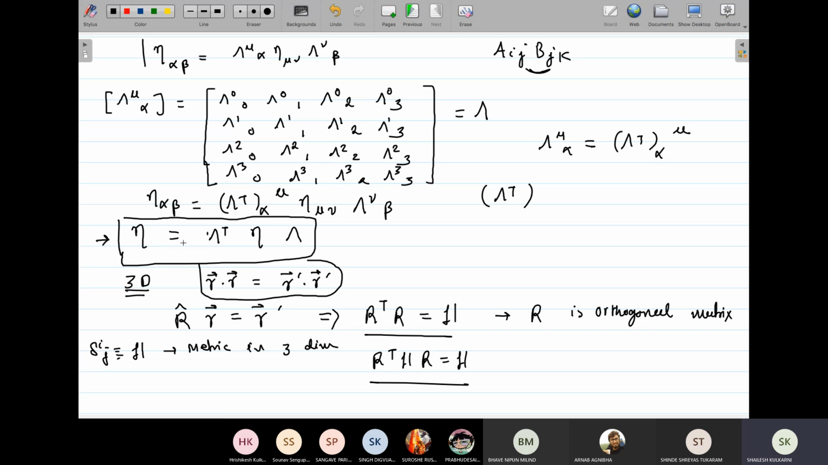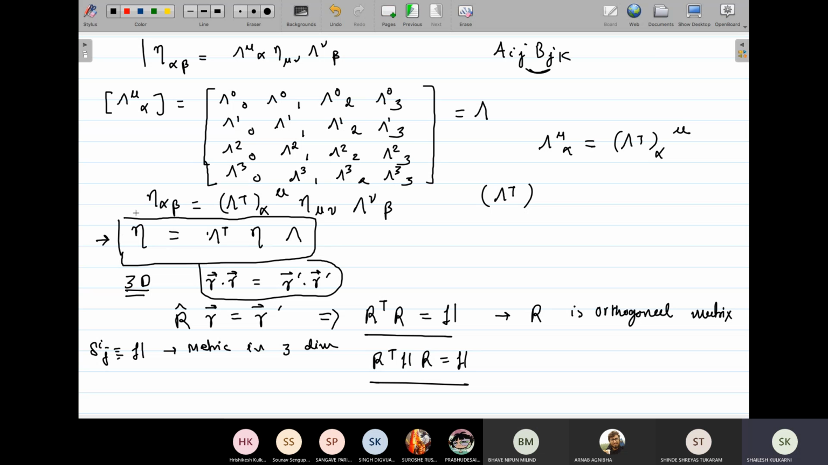Now you see, lambda is a Lorentz transformation if it satisfies this, and R is a rotation if it satisfies that. In any case, the metric remains the same. If you sandwich the space-time metric between the transformations, you get back the space-time metric. In usual 3 dimensions you have only space, so only spatial metrics. So you can think of the Lorentz transformation by analogy with rotation.